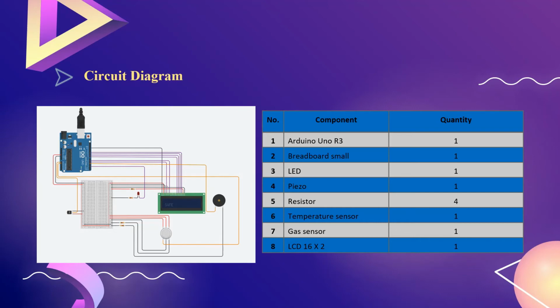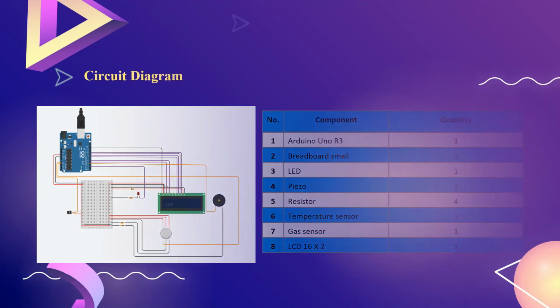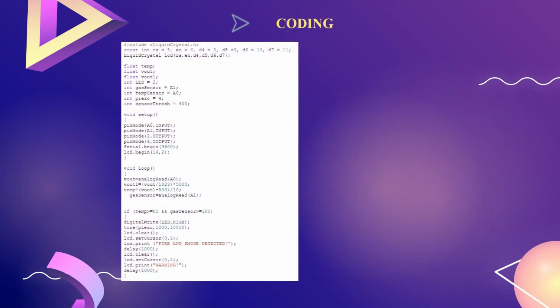Lastly is the LCD to display text such as warnings, for example, fire and smoke detected. Next, I'm going to talk about the coding. This is our coding. Firstly, we set the variable, and then we set the variable into output or input, and then we set the condition.